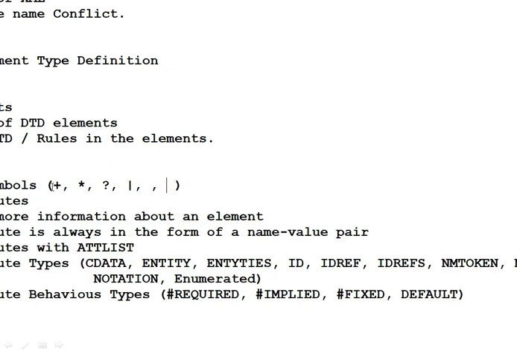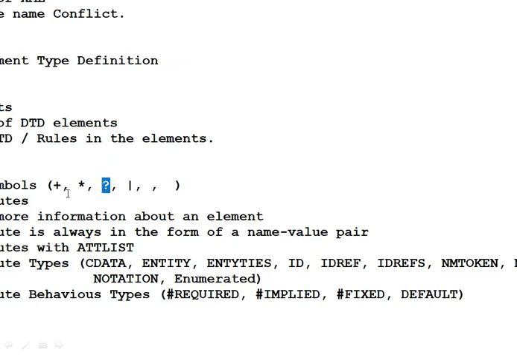So we have seen the symbols like this. In the XML element we can use symbols like plus, asterisk, question mark, pipe symbol and comma. We also saw the purpose of all these symbols. When you put the plus symbol, that indicates that the child element can occur one or more times in the parent element. When you put the asterisk symbol, the child element can occur 0 or more times. And if it is a question mark, the child element can occur 0 or 1 time.